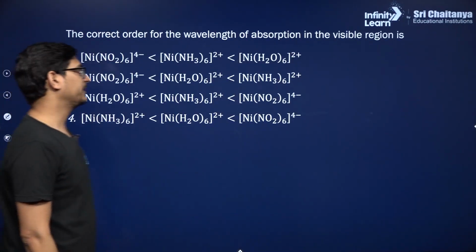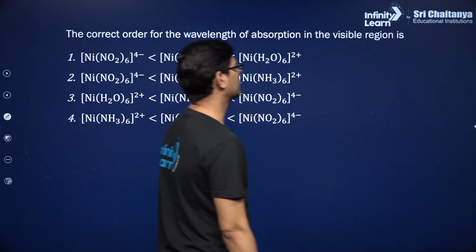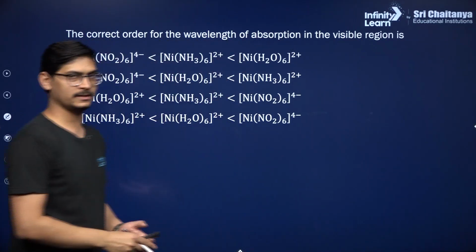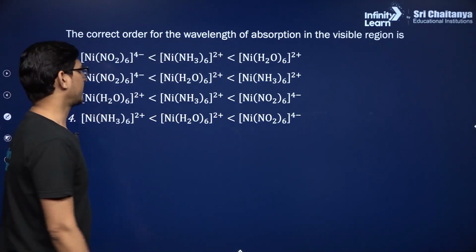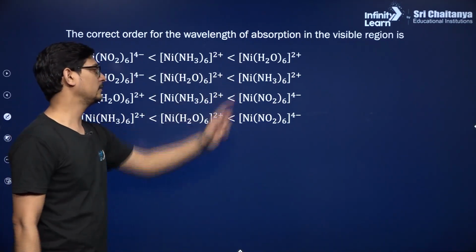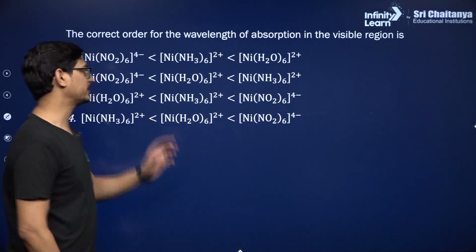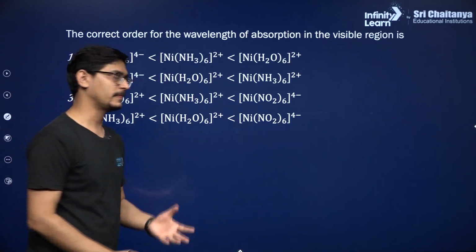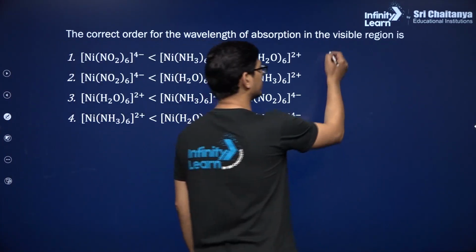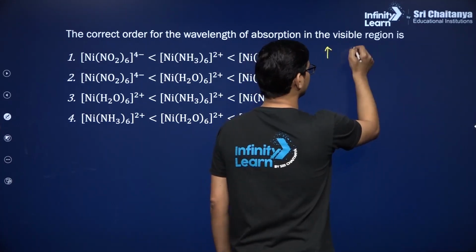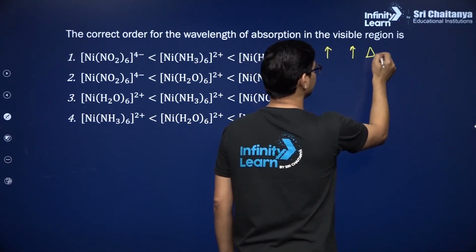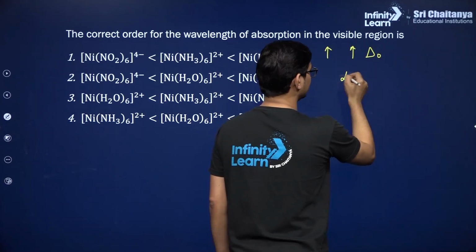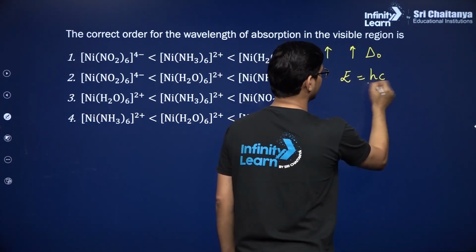The correct order for the wavelength of absorption in the visible region. So guys, what is the logic here? The metal is the same, nickel. The type of complex is the same, octahedral. The oxidation number of the metal is the same, 2+. So what is changing? The ligand strength. Now remember, the greater the strength of the ligand, the greater is the crystal field splitting energy. And Planck's theory says that E is equal to hc by lambda.